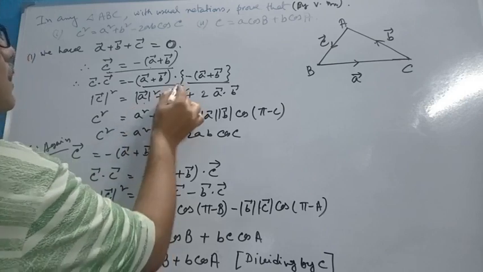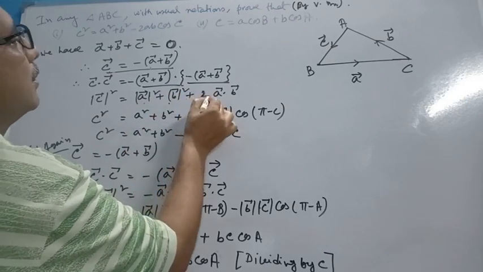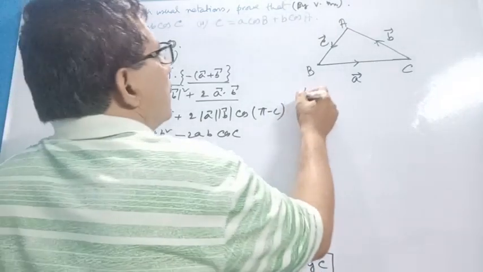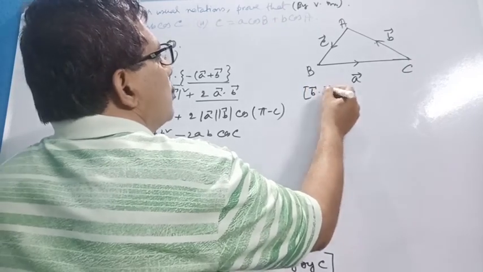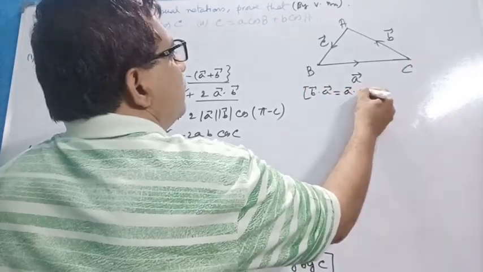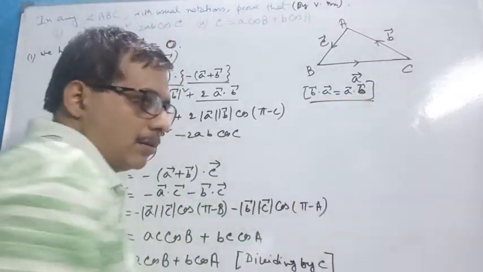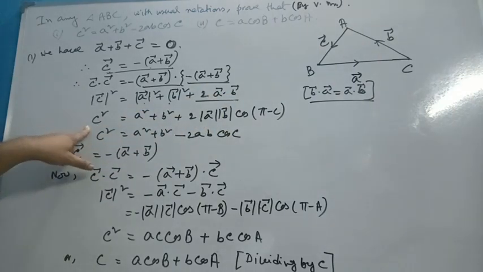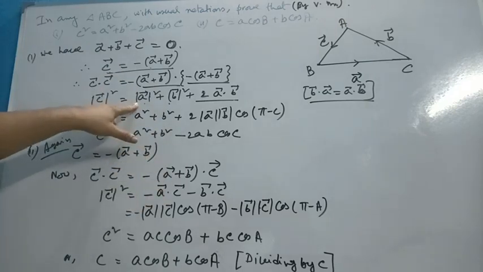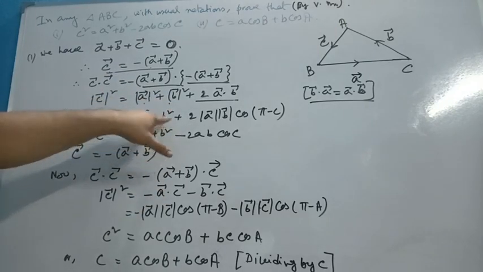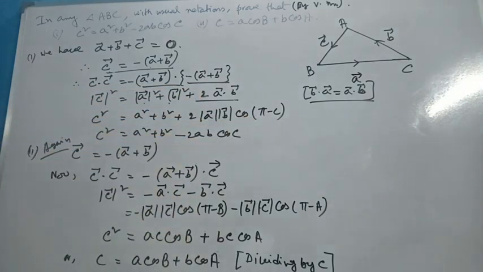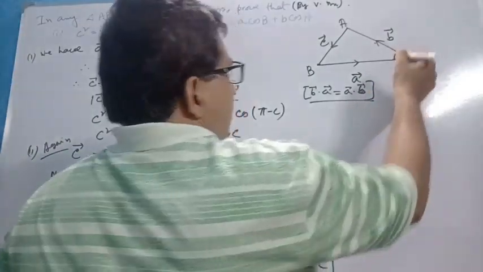This is mod A square plus mod B square plus 2 A dot B, since A dot B is equal to B dot A. Dot product is commutative, we have already known, so we can write A dot B is equal to B dot A, so it is 2 A dot B. This is C square. Mod A square means A square, mod B square means B square, just take the length. And A dot B, by definition, is mod A mod B cos of the angle between them. In this case, this is not C, this is pi minus C.